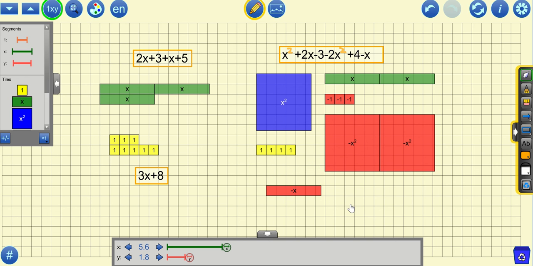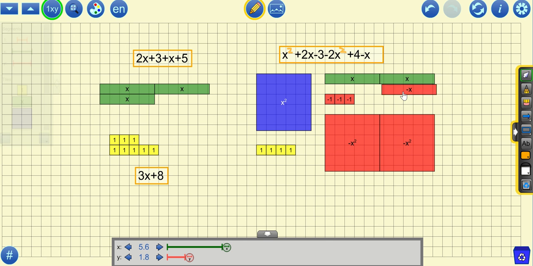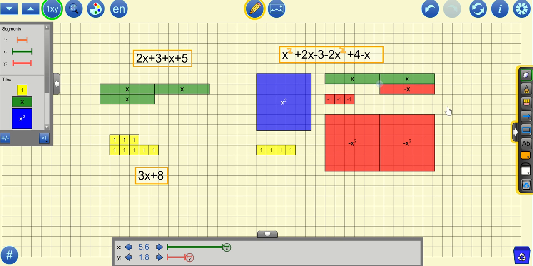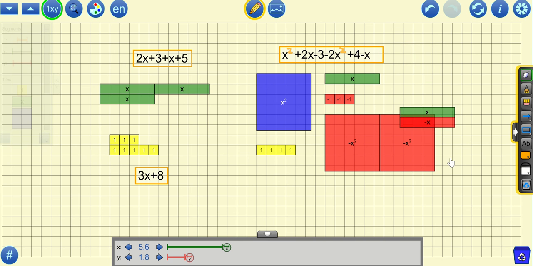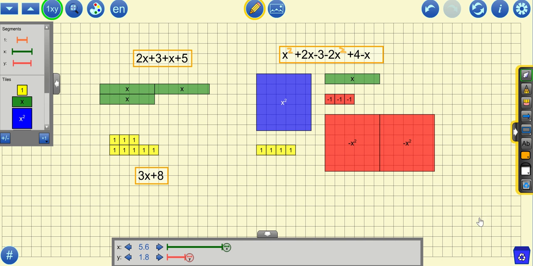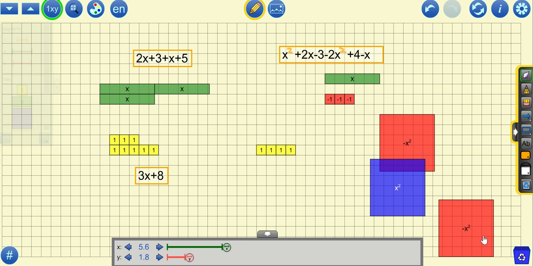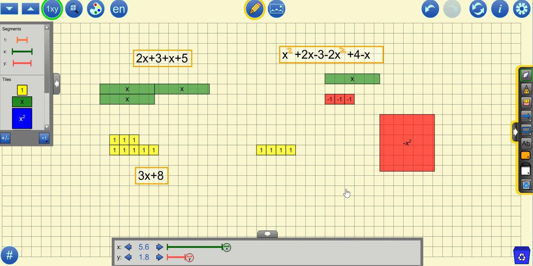All right, so let's collect like terms here. So first thing I'm going to do is bring this minus x, or negative x, up there with the positive x. And negative x and positive x is 0. So I'm going to highlight both of those and chuck them in the bin because they equal 0. I've also got x squared and negative x squared. That equals 0. So I'm going to chuck those in the bin.